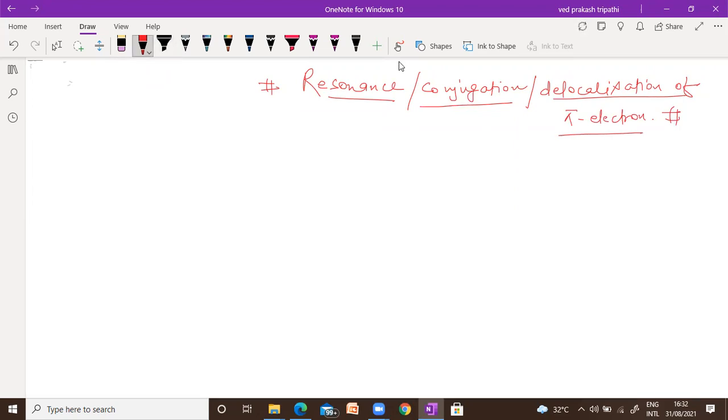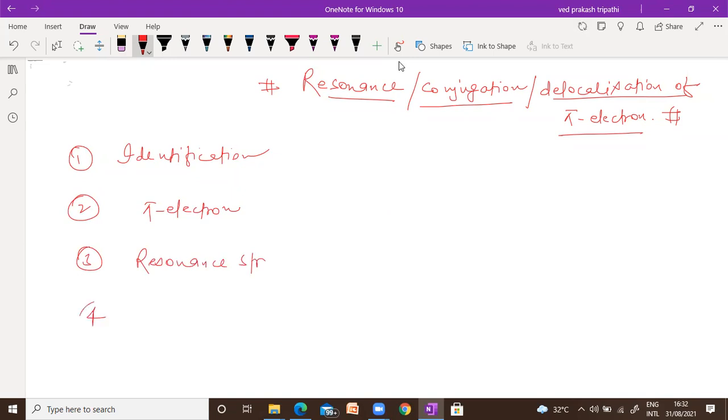What we have to cover in this topic: we will first check how you can find resonance in a compound, means the identification part. After this, I will discuss pi electron and then resonance structure. And in the last, we will discuss stability of resonance form. So these four topics we have to cover, which are related with resonance. Now I'm going to start with the identification part.